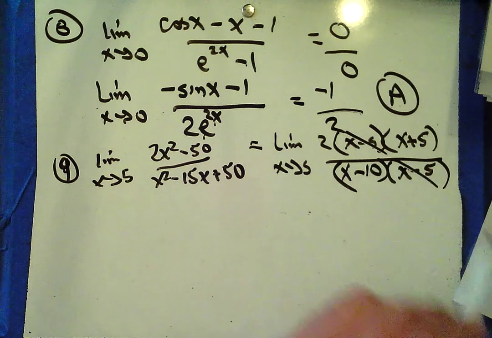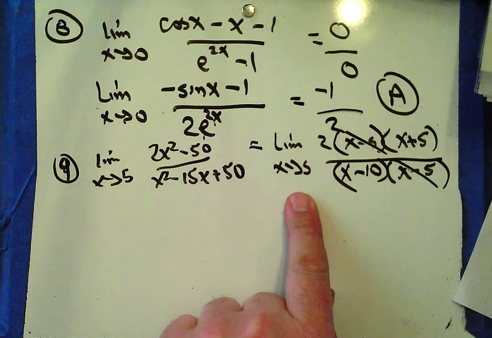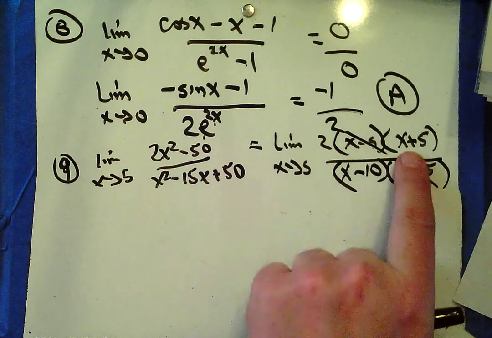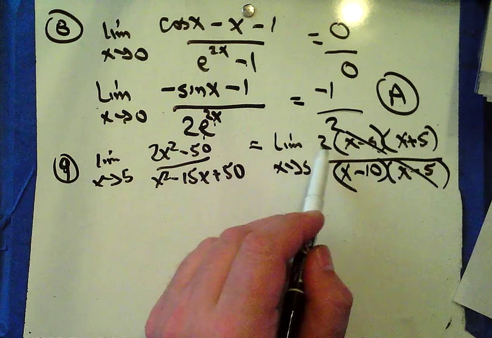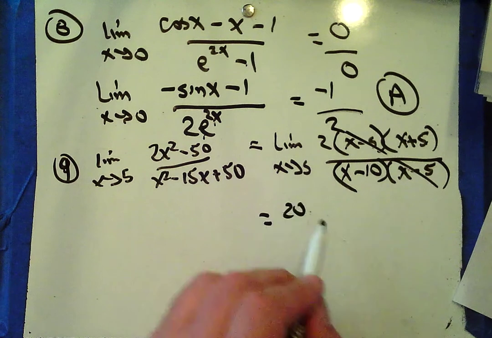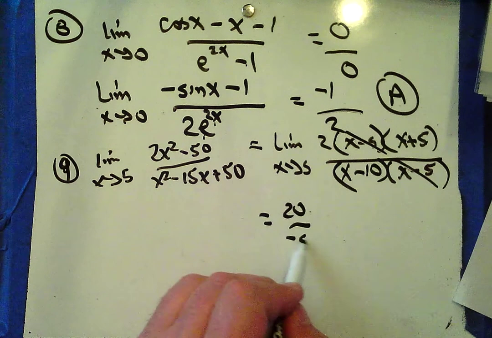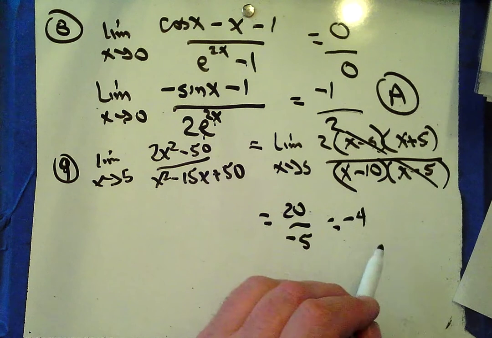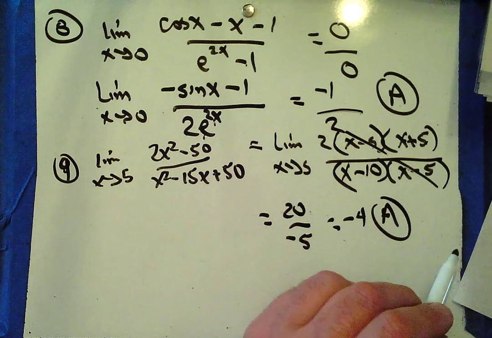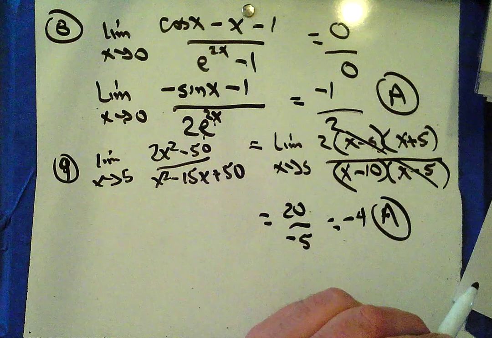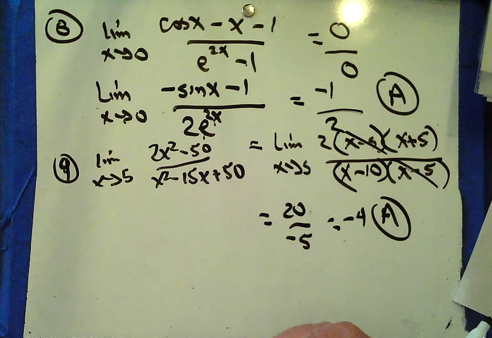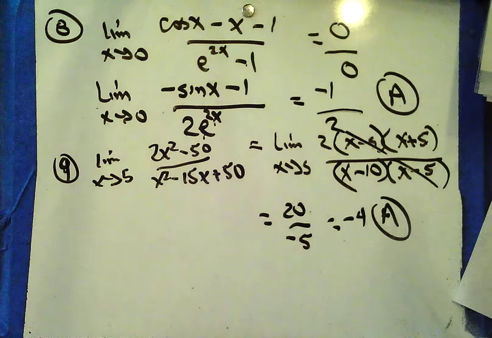Well, we can cancel those 5's out, which was causing this to be 0 over 0. And now when I plug in a 5, 5 plus 5 is 10, 10 times 2 is 20. 5 minus 10 is negative 5, and so I get negative 4 there, and that's choice A. Choice A for that one. Okay, number 10. Let's take a look at number 10.